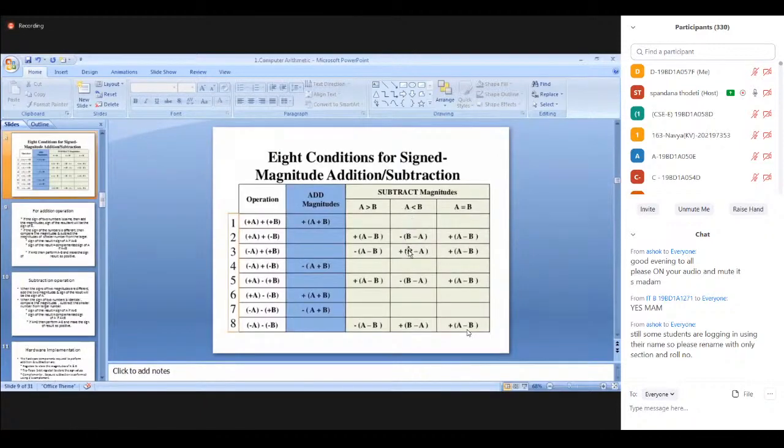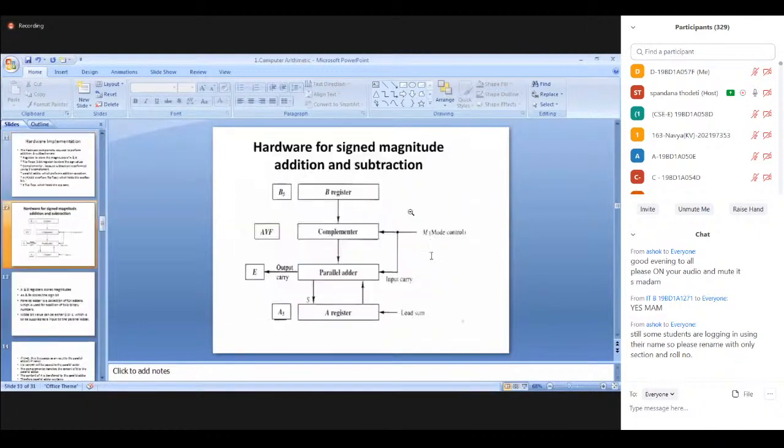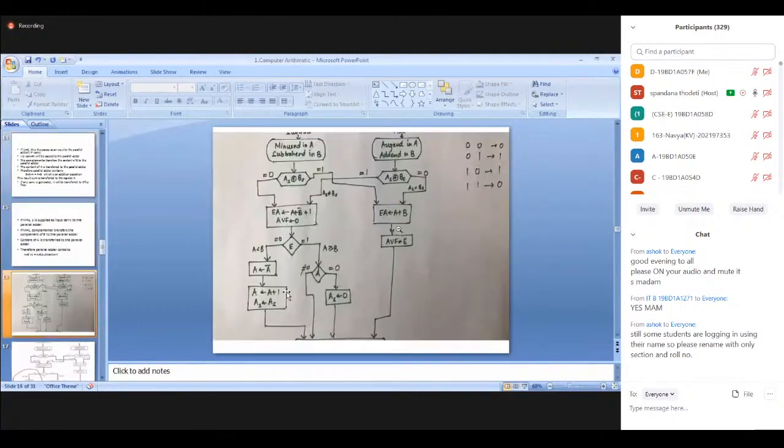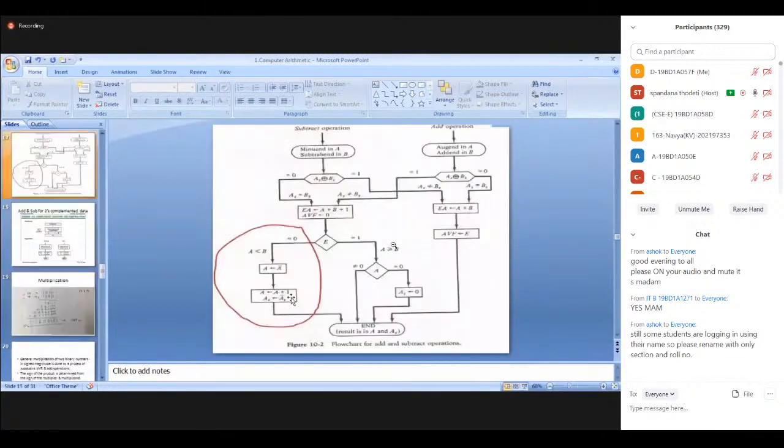Here, when A is less than B, the sign of the result is always the complemented sign of A. Here, the sign of A is plus, the resultant sign is minus. Similarly, when A is less than B, the resultant sign is the complemented sign of A. That is the reason you need to complement the sign bit value. That is, AS is to be complemented, and after that you can store the resultant value in A and AS, that is in your accumulator. So this is the way to perform addition and subtraction operation.